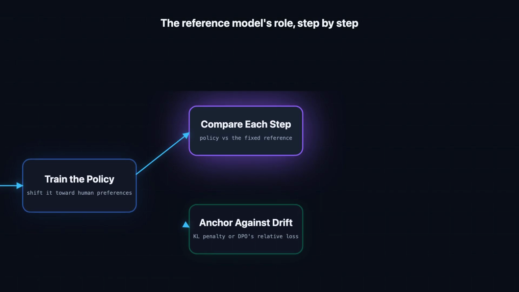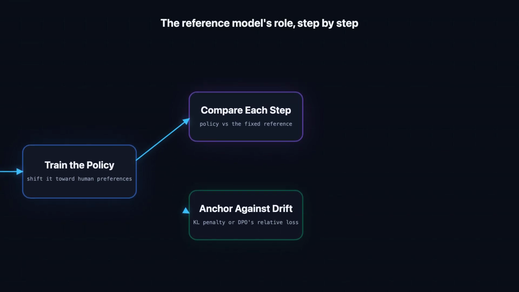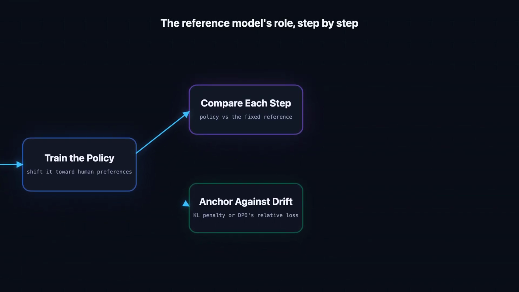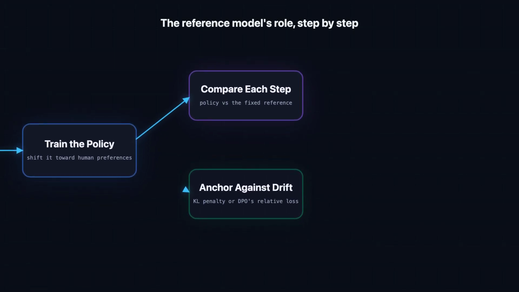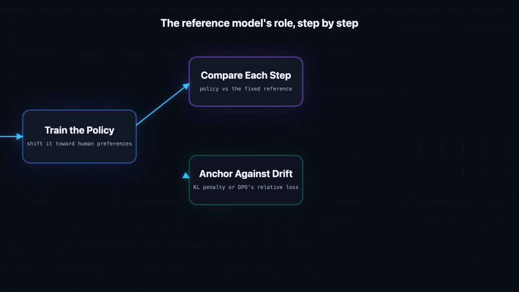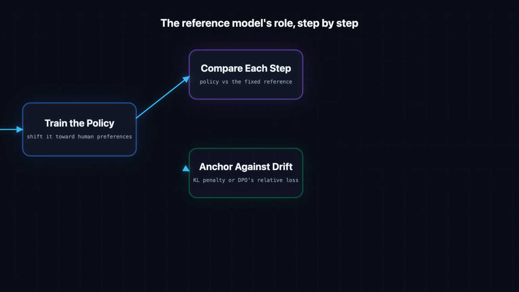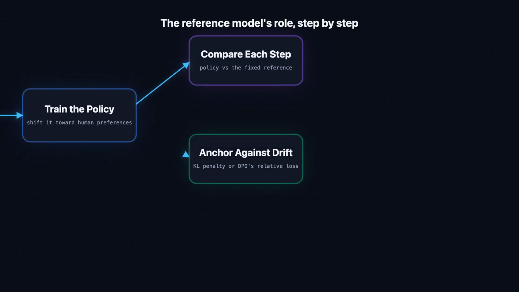At every step, compare the two. We look at how the training policy's outputs differ from the frozen reference, using that fixed twin as a stable point of comparison that never moves under us. It is the yardstick the whole process is measured against. Without that fixed twin, there would be nothing stable to compare the drifting policy to.